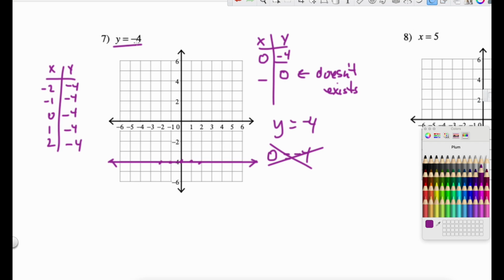So this is already written in slope-intercept form. It's just that 0 is the slope right there. That would be our m value. So that means we are rising nothing. So it's just going to be a horizontal line.